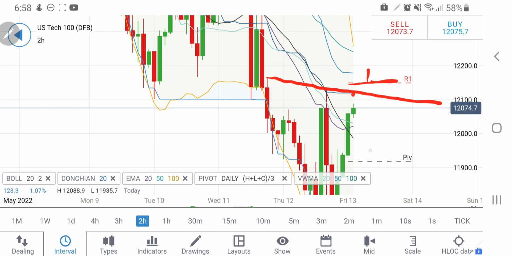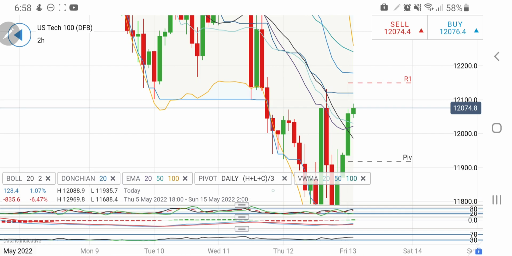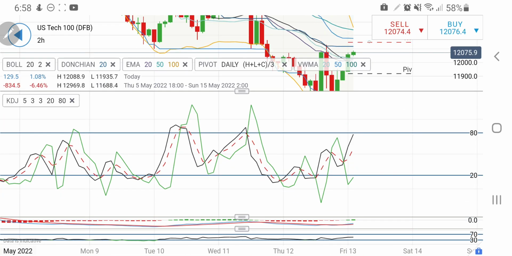So this is what it appears. At the same time, breaking below this zone, till the time it trades below 12,150, I will expect it can retrace back again on the downside.